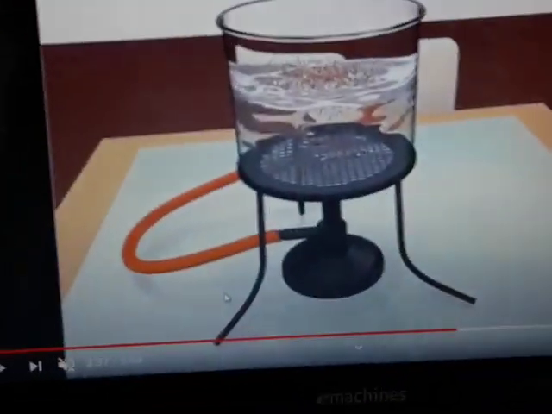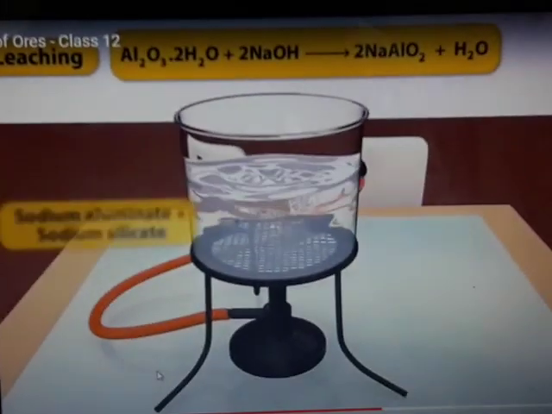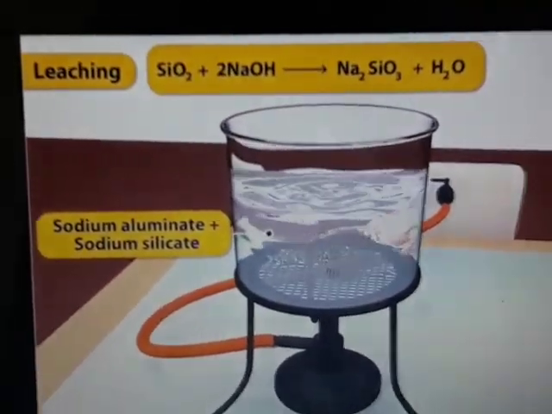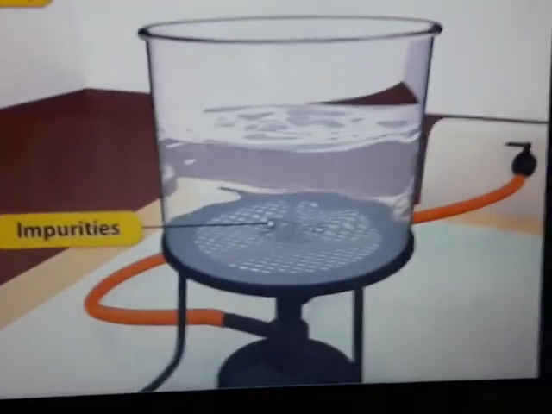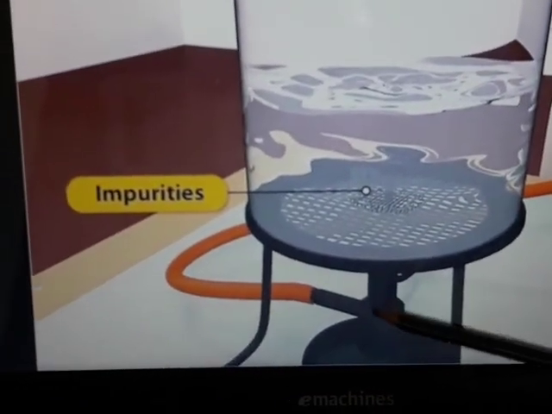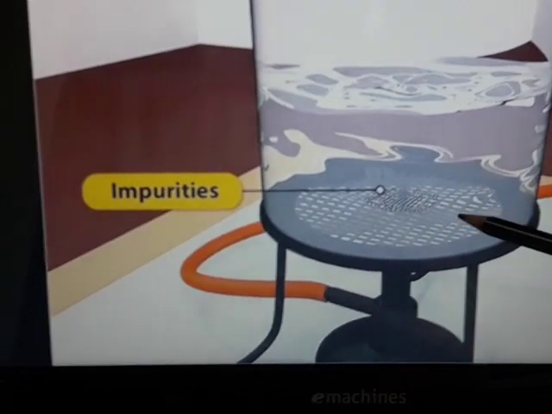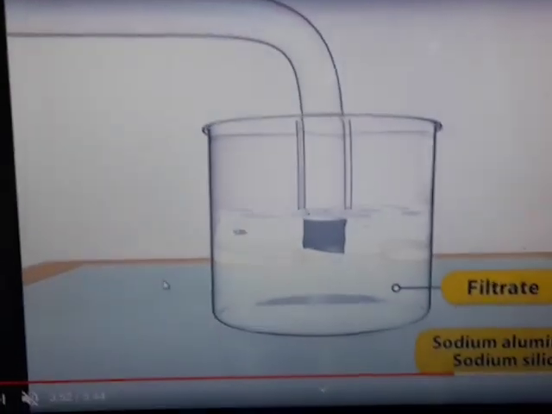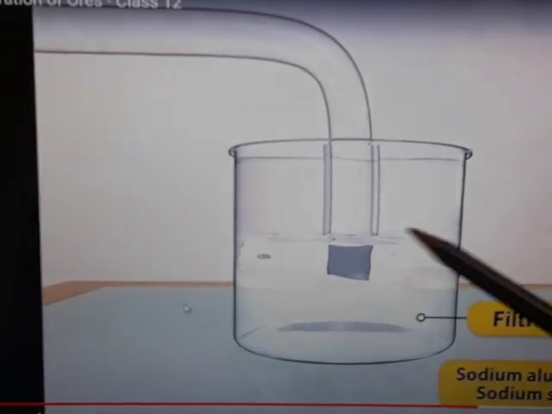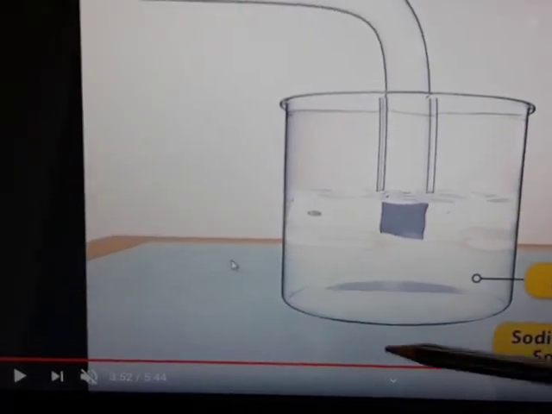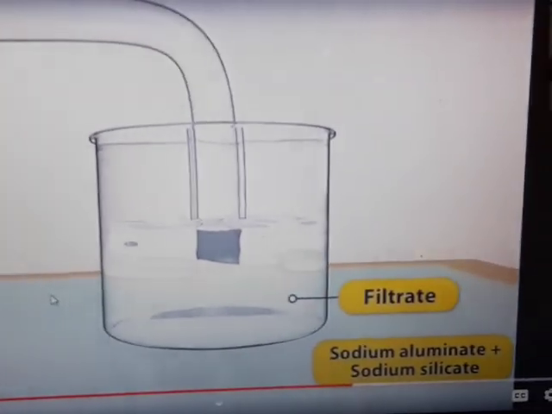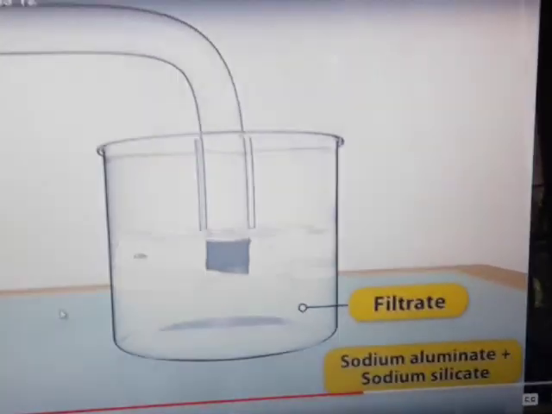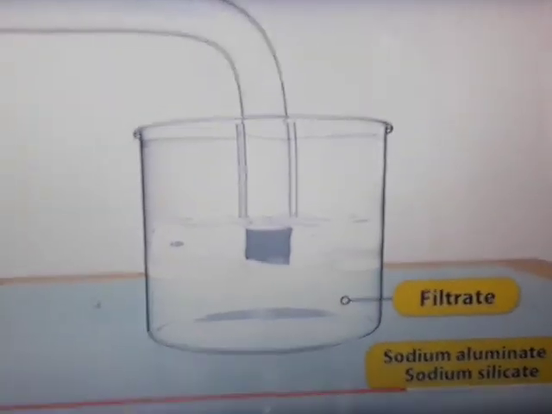So how it works, here it goes. Sodium aluminate and sodium silicate will be formed. You can see here, this is the burner which is heating up this solution, and the solution has in it the aluminium ore mixed with the sodium hydroxide. The filtrate will have sodium aluminate and sodium silicate.